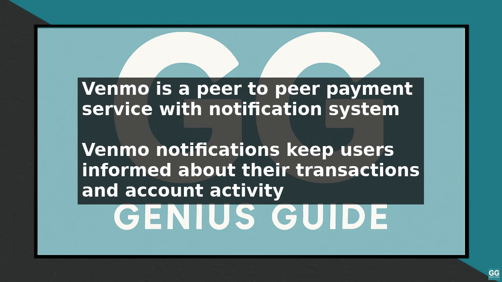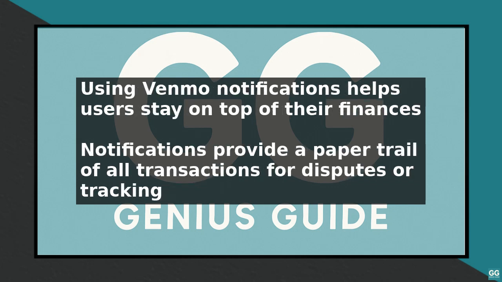To start using Venmo notifications, you first need to download the Venmo app and set up an account. Once you have an account, you can start sending and receiving money. Whenever a transaction is made, Venmo will send a notification to the user's phone. This notification will include the amount of money sent or received, the sender or recipient, and a description of the transaction. Using Venmo notifications provides several benefits.